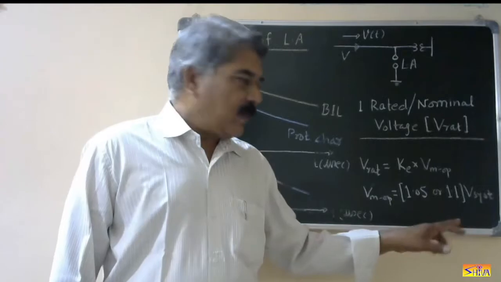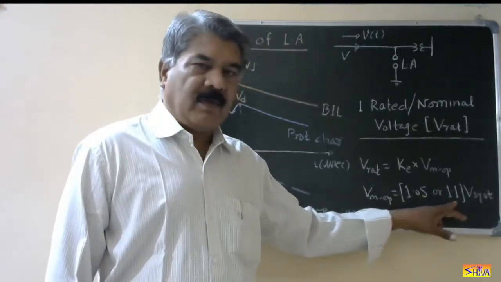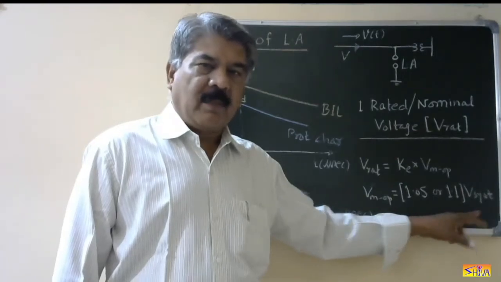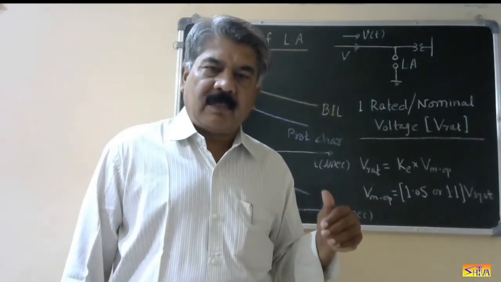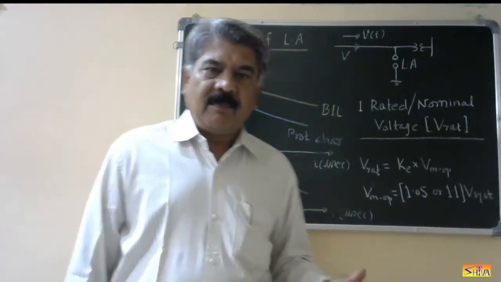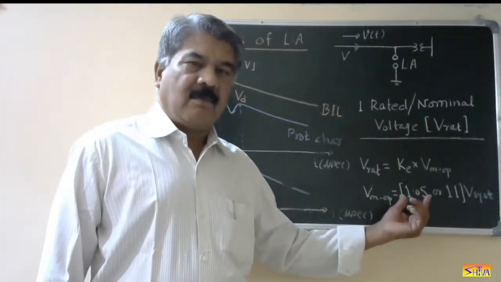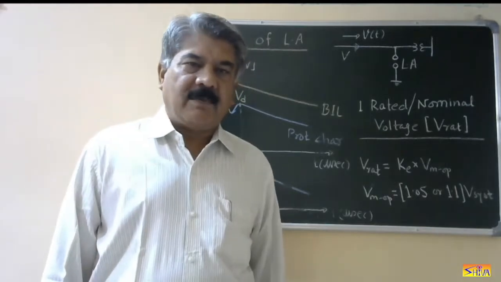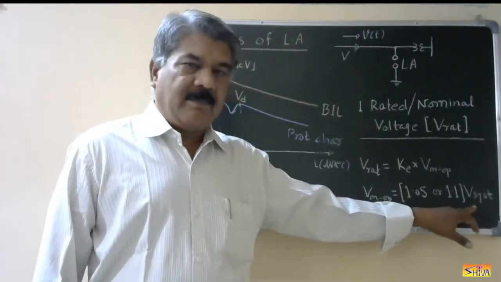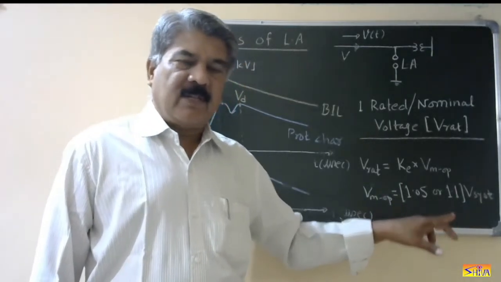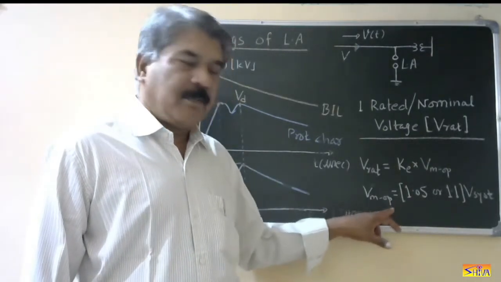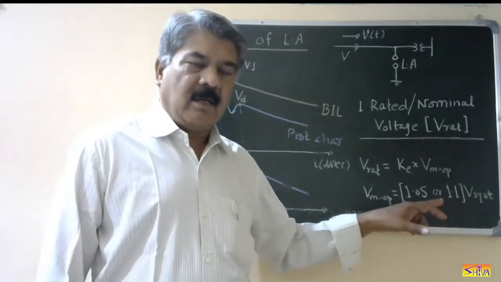If it is a 220 kV system, then it is 1.1 into 220, so that is 242 kV. But if system voltage is above 220 kV, then this multiplying factor is 1.05. So for example, if we are considering a 400 kV system, then it is 400 into 1.05, that is 420 kV. So in this way, this maximum operating voltage is computed.